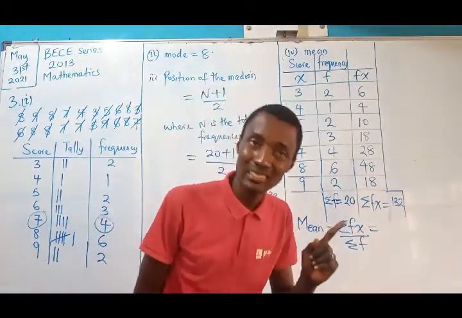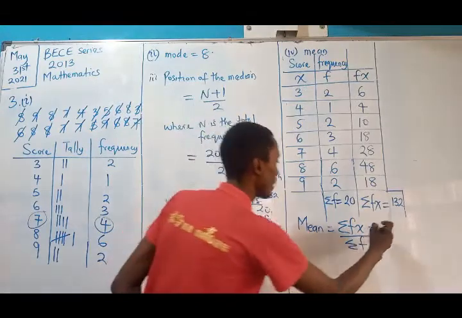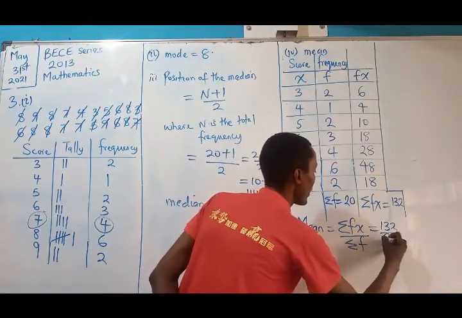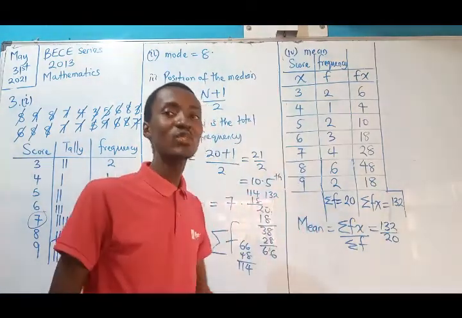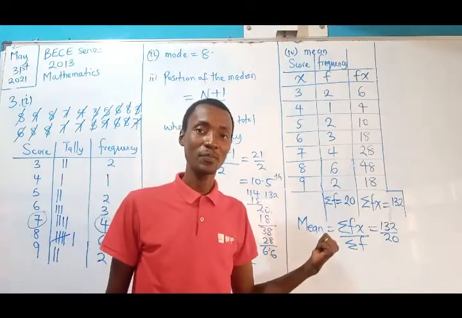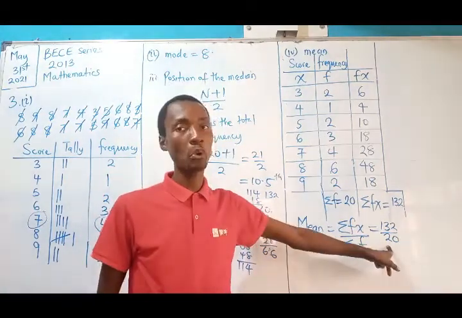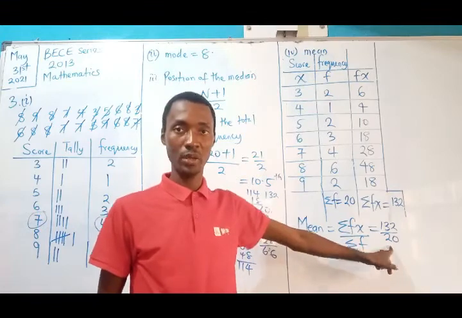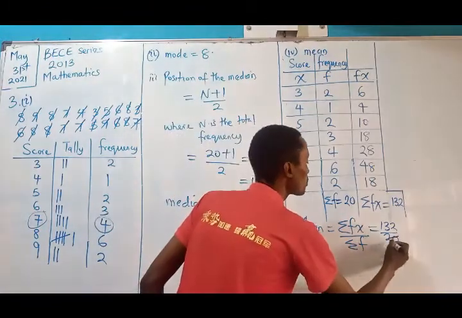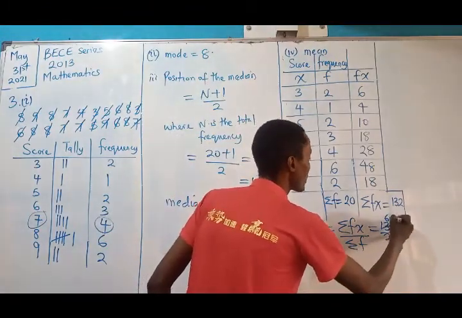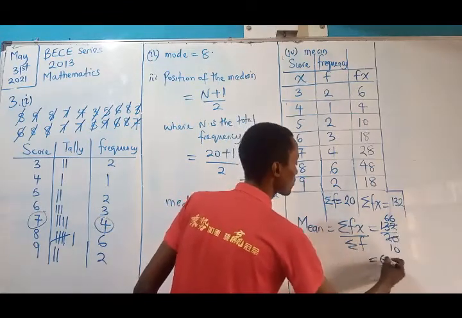Sum. Are you listening? So the next one will now be 132 divided by 20. Here is where you have to be careful when you divide. Some of you will now divide with 4. No, it's not a wise route to take. Divide with 2, you get 10 here. Divide with 2, you get 66. Move decimal place, you have 6.6.